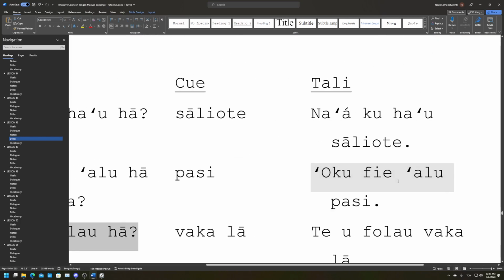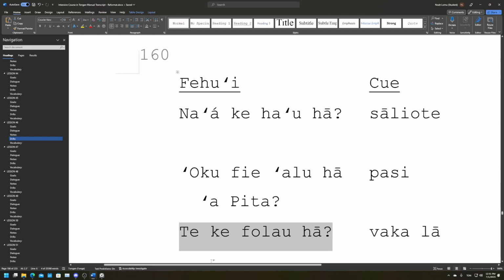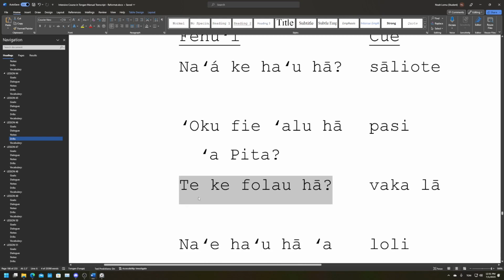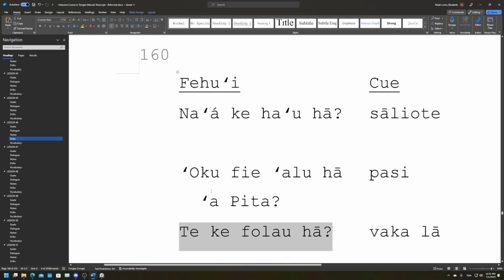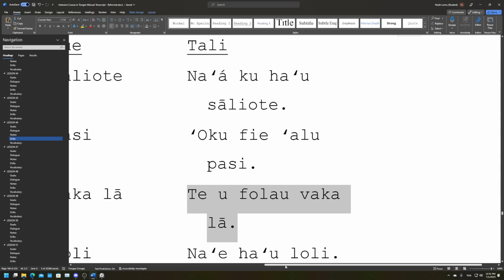Okay, Yoshi. Teki folauha. Correct. Vakala is sailboat. So teu folau vakala.